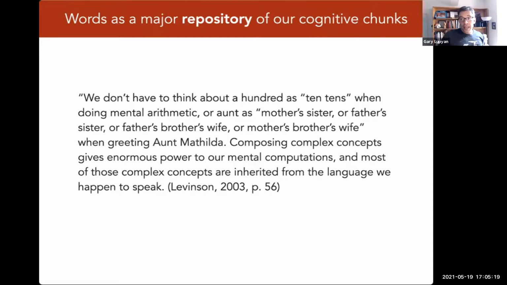Levinson further argues that composing complex concepts gives enormous power to our mental computations, but that we inherit them from the language we happen to speak.